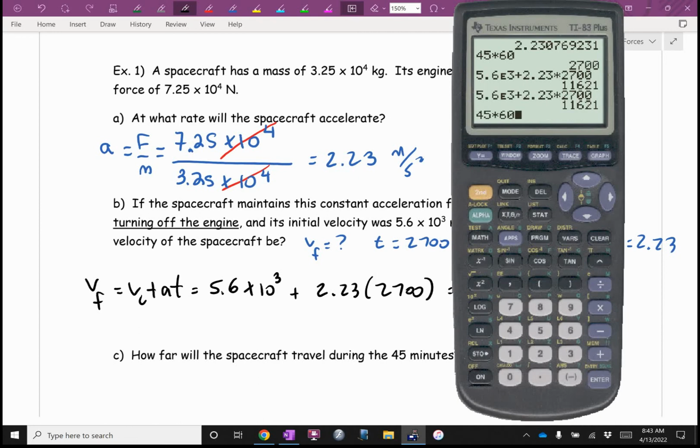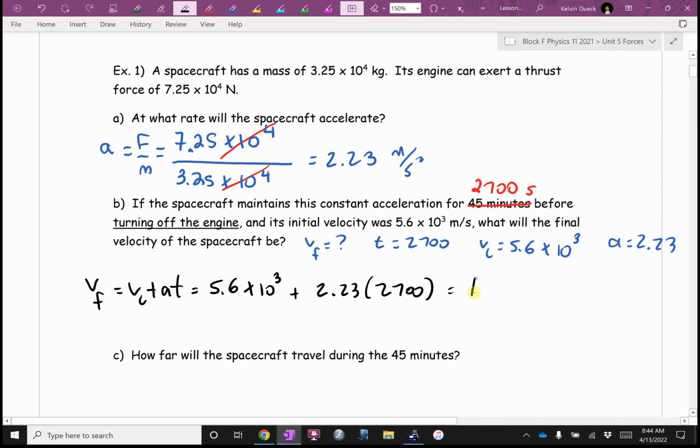Let's bring that back. There's my answer button. And now I can go 5.6 scientific notation 3 plus answer button times 2700. If you use your answer button, you get 11,623.07. You know what? Let's call it 11,600, regardless. Units, Zaina? Good.